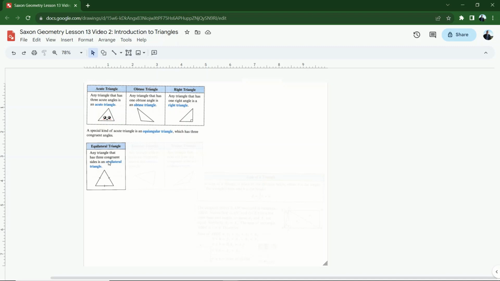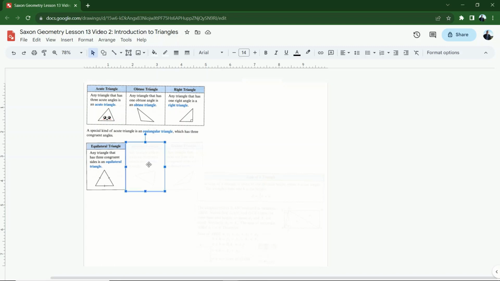Now, how is this a different classification system than the classification system above? Up above, we were classifying by angle. That's why equiangular was up there. Equilateral, lateral means side, equal sides. An equilateral triangle is an equiangular triangle. They're the same thing. It's just that this is categorizing it by sides.